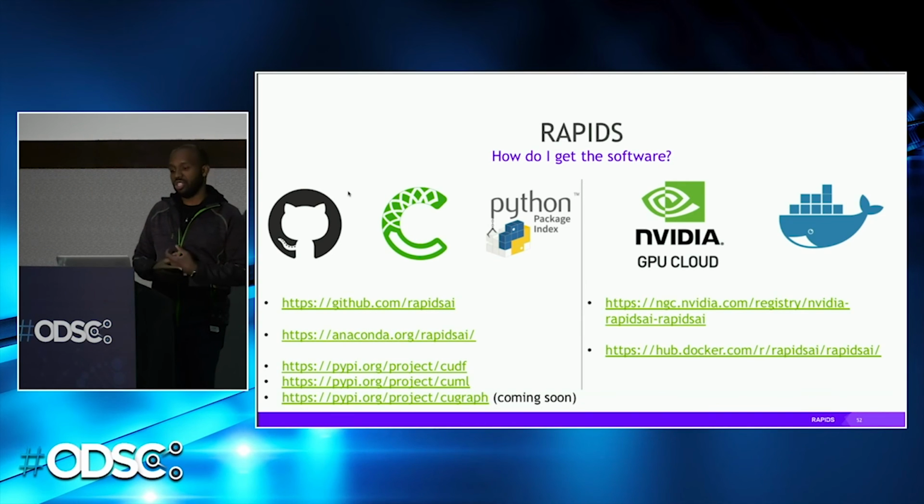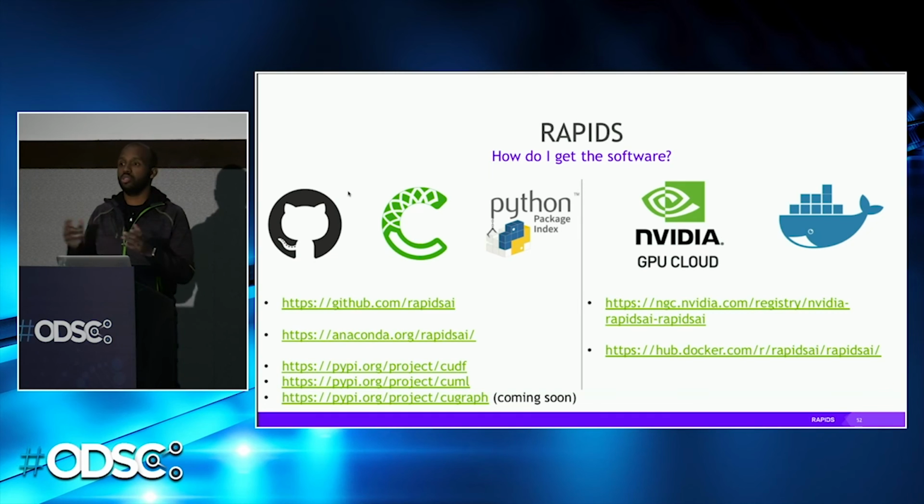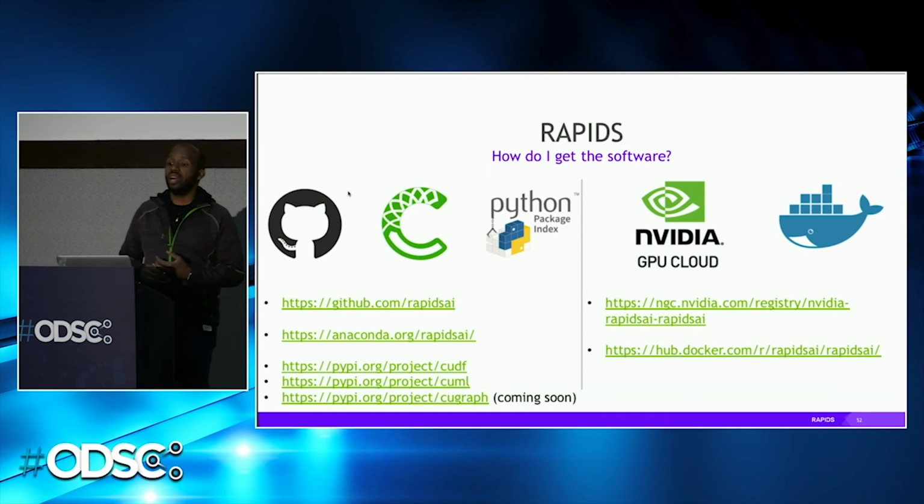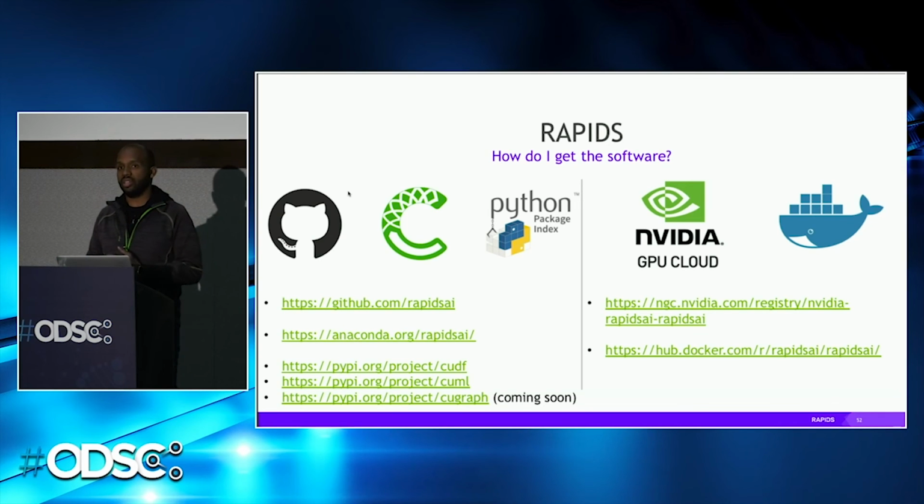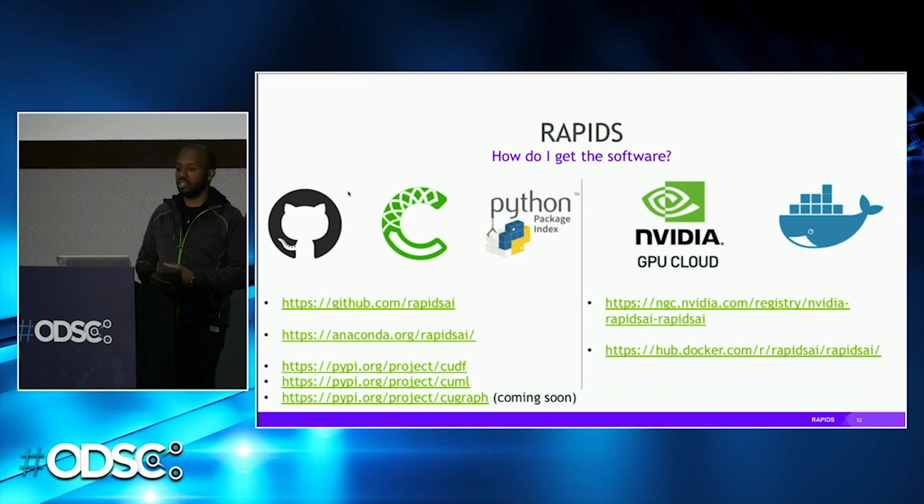It's also available in NGC, the NVIDIA GPU Cloud, and they're doing some really amazing things with NGC. So please check out the NGC containers and all the other containers out there that we have GPU acceleration of. And then we also have it on Docker Hub as well for people who are just huge Docker Hub fans.